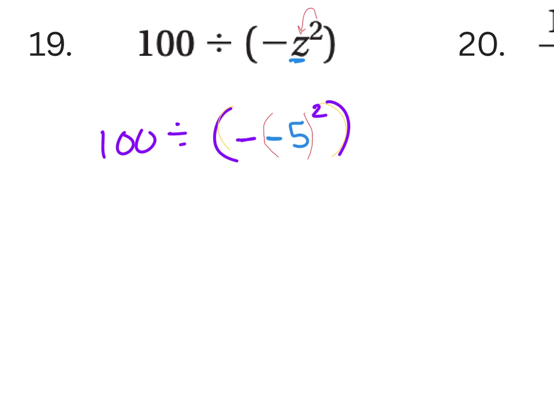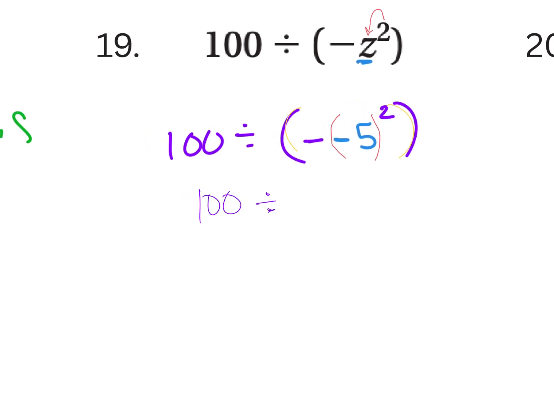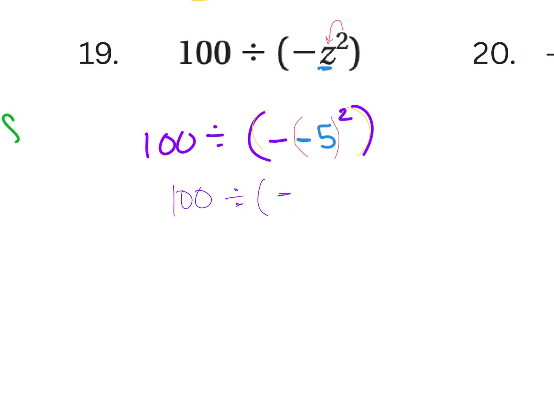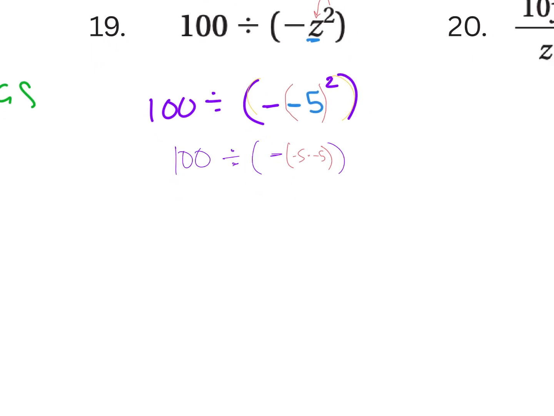So we have 100 divided by parentheses negative, and then this is -5 times -5, okay? 100 divided by negative, and -5 times -5 is +25. Again, I'm using colors to communicate the specific steps. Now 100 divided by negative 25 is negative 4.